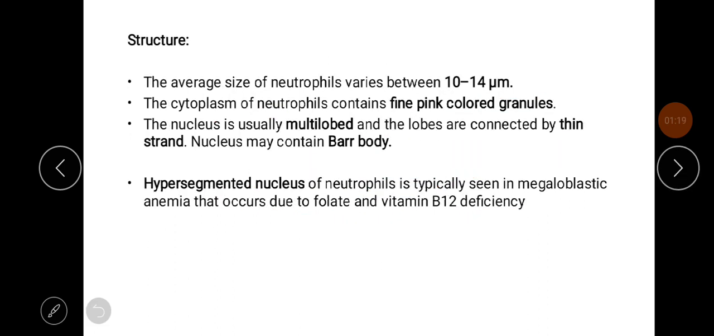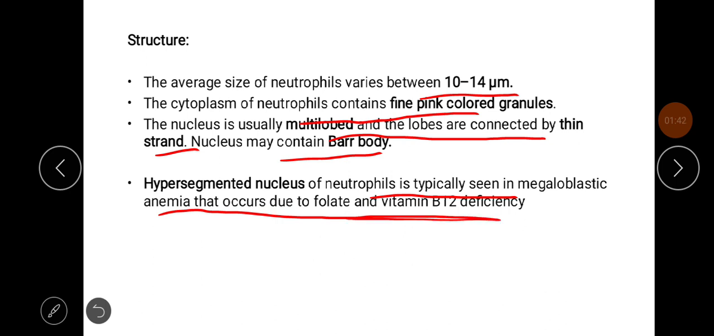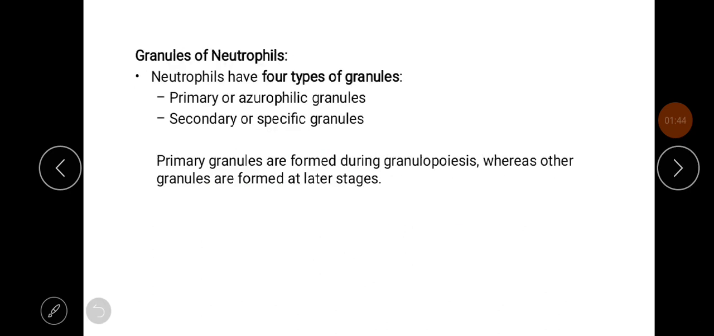The average size of a neutrophil varies around 10 to 14 microns. The cytoplasm of neutrophils contains fine pink colored granules. The nucleus is usually multilobed and the lobes are connected by thin strands. The nucleus may contain a Barr body. Hypersegmented nucleus of neutrophil is typically seen in megaloblastic anemia that occurs due to folate or vitamin B12 deficiency.